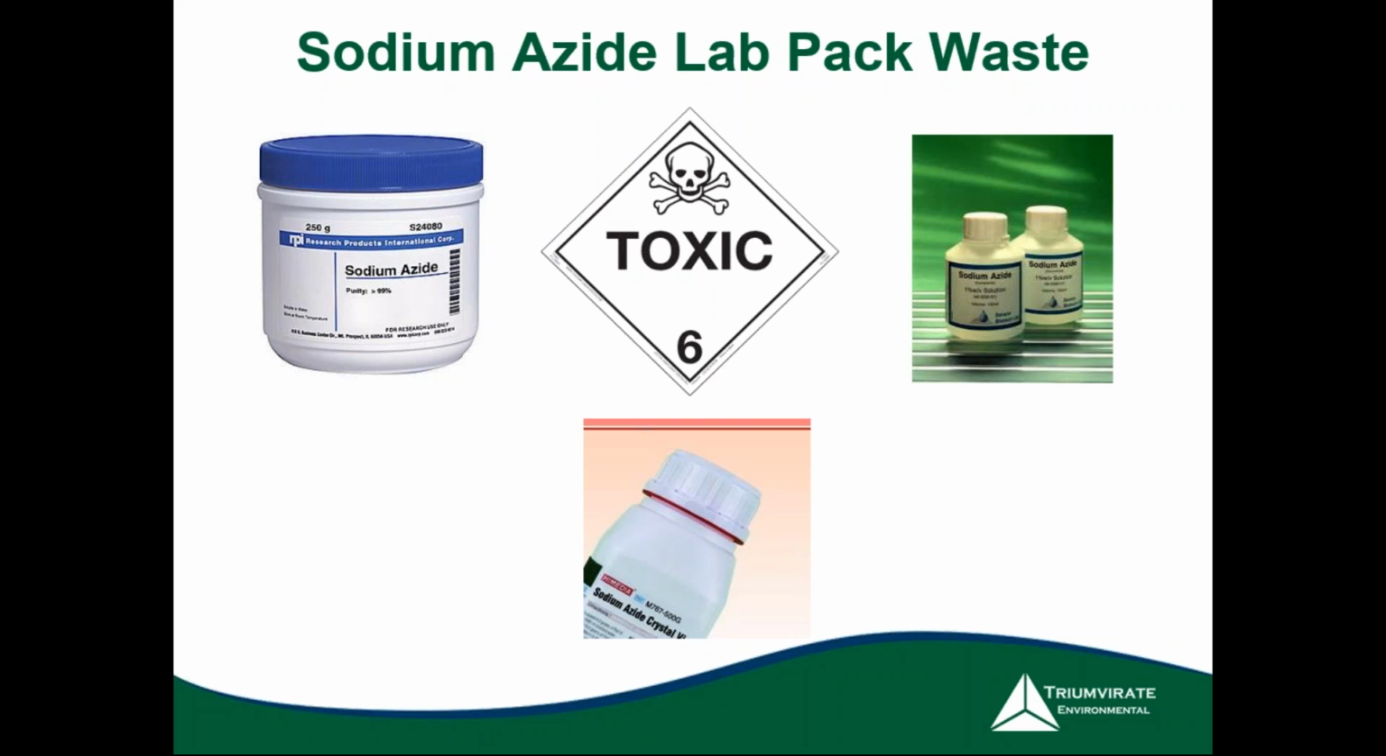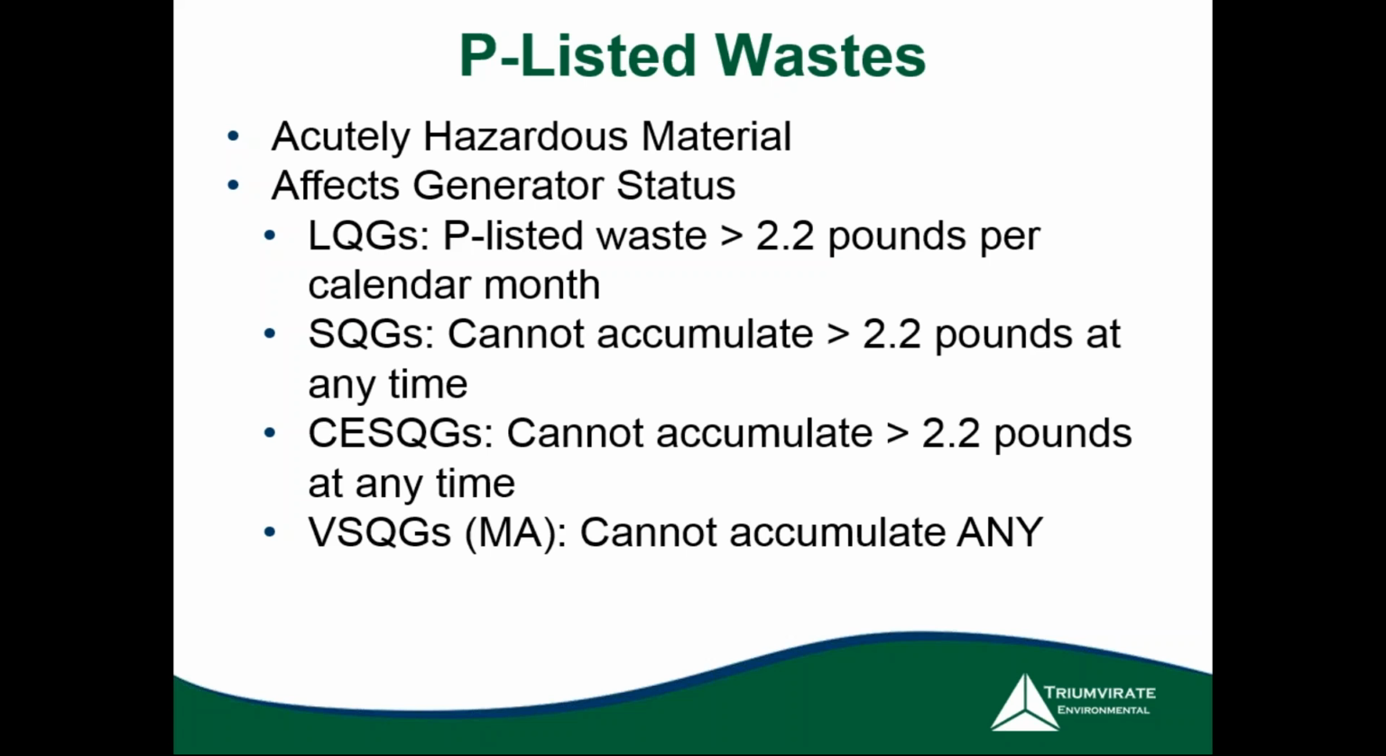So something to keep in mind with that is virgin product is considered P-listed waste or acutely hazardous waste. So this will affect your generator status if you're anything but an LQG. An LQG, or a large quantity generator, generates more than 2,200 pounds of hazardous waste per month and is allowed to accumulate greater than 2.2 pounds per calendar month, where SQGs, or small quantity generators, generate less than 2,200 pounds per month and cannot accumulate greater than 2.2 pounds at any time. CESQGs are conditionally exempt small quantity generators, or in Massachusetts, very small quantity generators, which can't accumulate any in Mass, where CESQGs cannot accumulate greater than 2.2 pounds at any time.